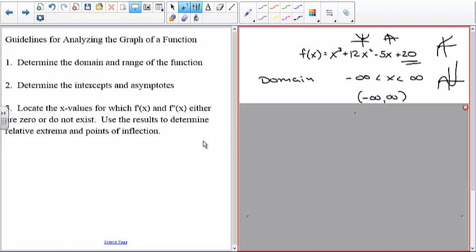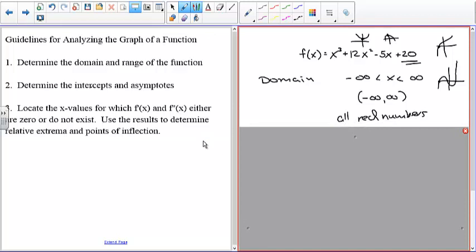So our domain, because it's a polynomial, is all real numbers. These are 3 different ways you can show it. You can show it as this inequality, x is greater than negative infinity and less than positive infinity. You can show it as this ordered pair, where the first number is the negative extent of the domain, and this is the positive extent. We use a curved bracket to show that we don't include the endpoints in the domain. Or you could say all real numbers, and infinity is not a real number, so that's why it doesn't count infinity.